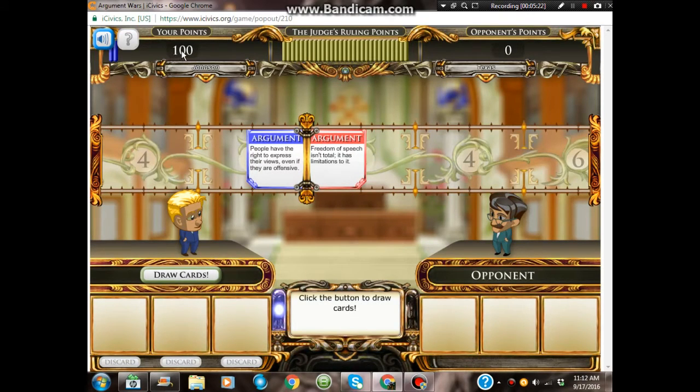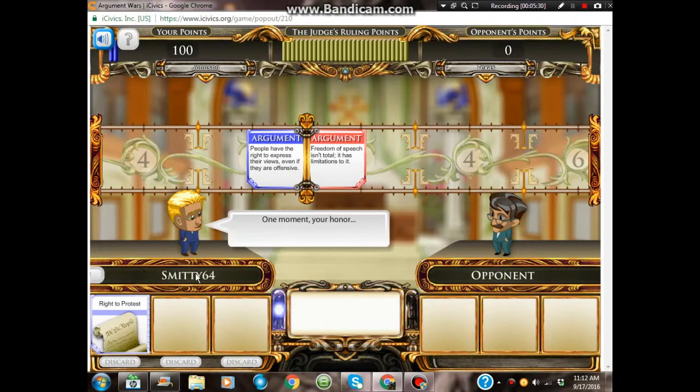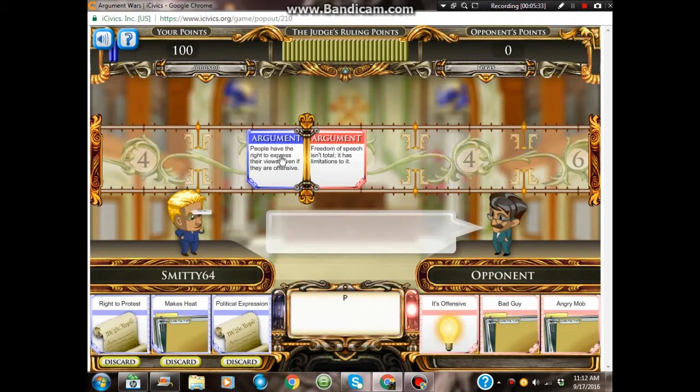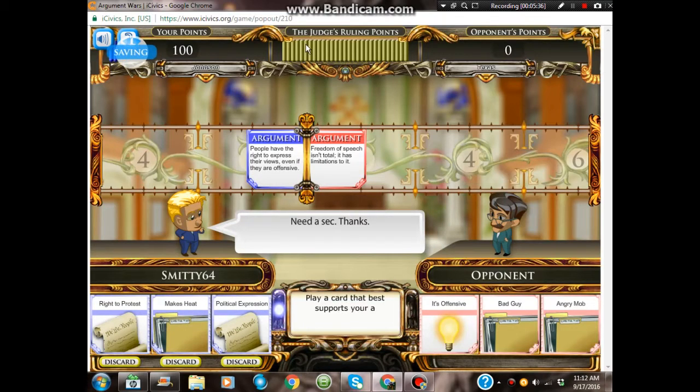I already have 100 points for choosing the right thing. This is how the game works. We draw cards, and we use these cards to support our argument. This is the judge's ruling points. He gives them out based off of our support, actually. Each point is worth 50. The game ends with all of them gone. When either of us makes a statement, the other can object. If the objection is sustained, the person who put the support out there loses points. And if it's overruled, so the support is valid, then the person who objected loses points.